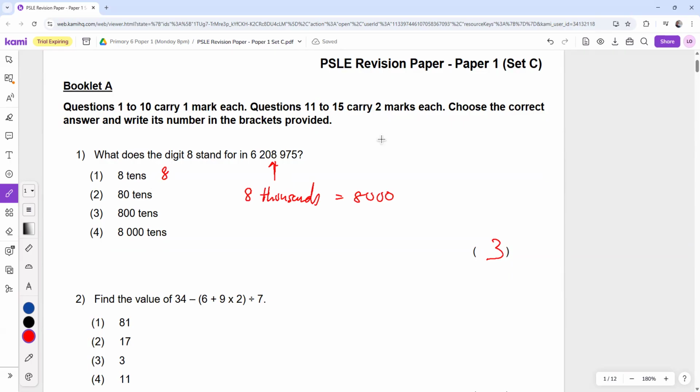Okay, 8 tens. Add 10. How do you know what number is 8 tens? You need to add 10 behind. Okay, and then 80 tens, you write 80, add 10 behind. 800 tens, write 800, add 10 behind. And then 8,000 tens will be 8,000, add 10 behind. Okay, that's a shortcut. So which number is 8,000? Answer number three, 800 tens. Okay, that's how you get your answer.